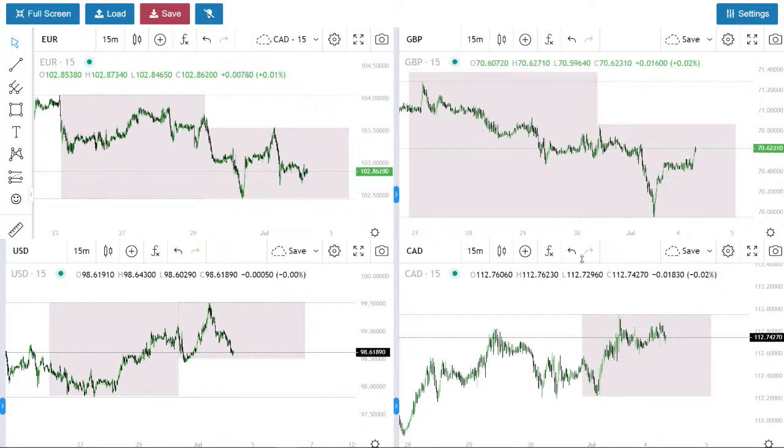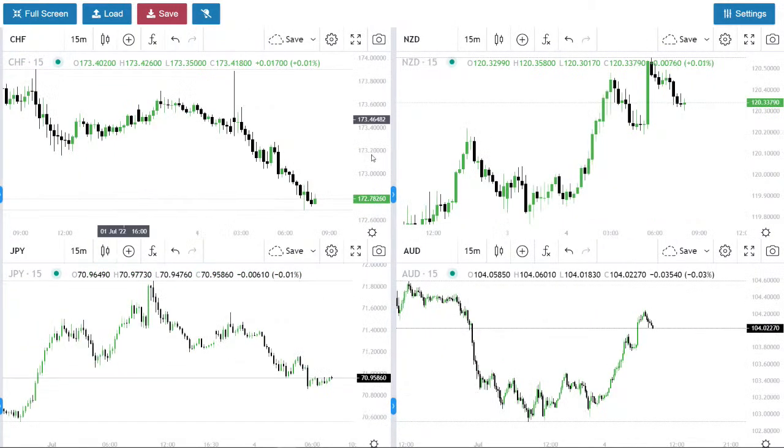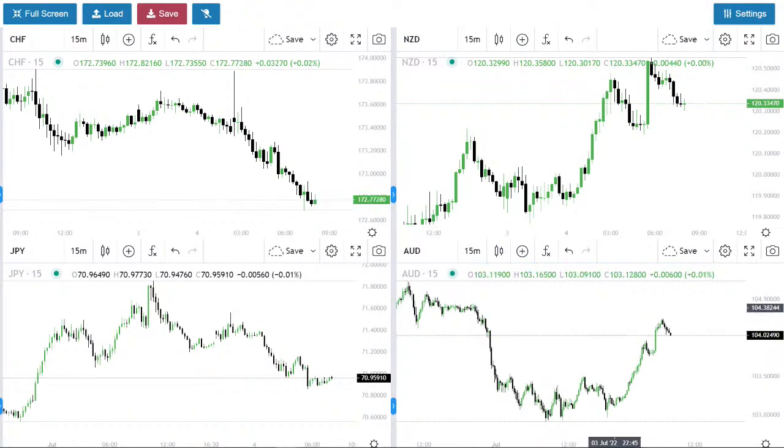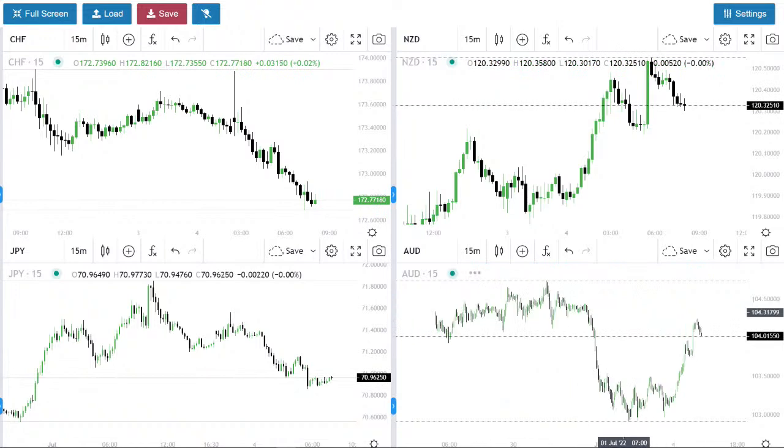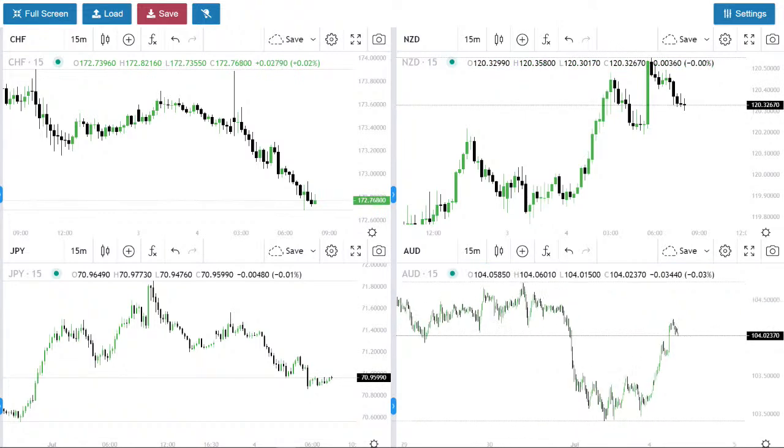So I have a split screen here. I'm looking at 8 currencies, and I'm also looking at the quotes here. I'm looking at the CHF, the JPY, the New Zealand dollar, and the Australian dollar. We see that the Australian dollar has actually done magic today. The Australian dollar has had volatility since morning.